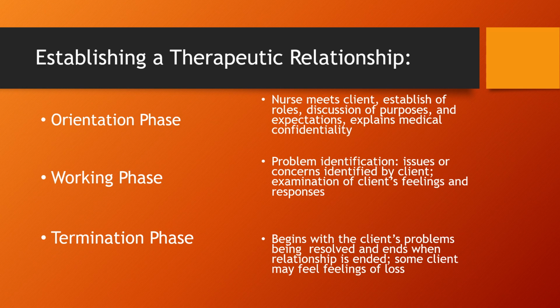Let's talk about establishing a therapeutic relationship. There are 3 phases. The first phase is the orientation phase. This is where the nurse meets the client. A contract is established with the client, verbal contract where the nurse explains what the patient should expect from her and what she expects from the patient. In that explanation, she's identifying her role as a care provider and the client's role as a recipient of care. She also explains confidentiality and tries to put any questions that are pending to rest.